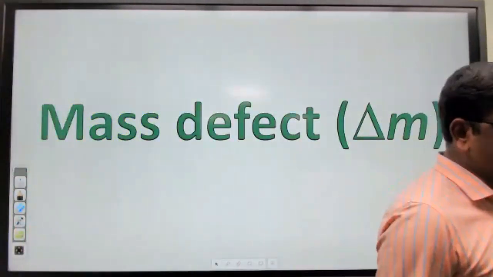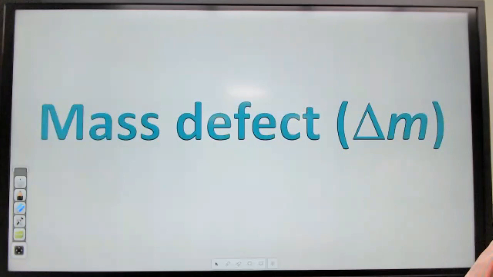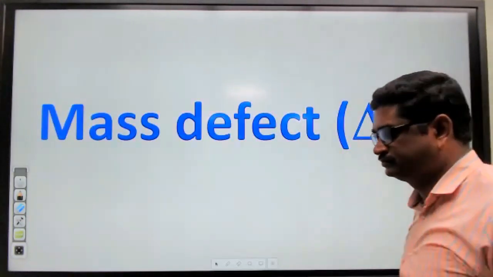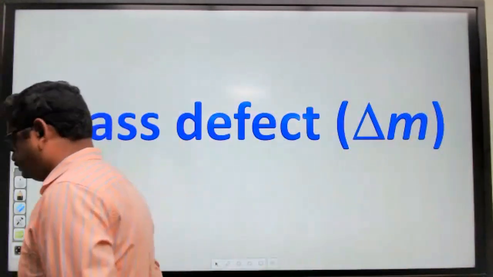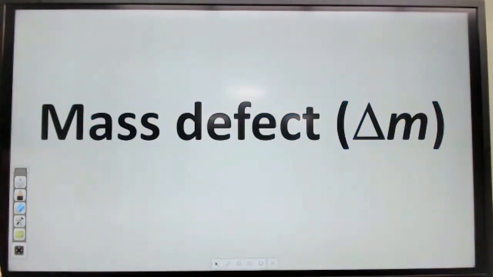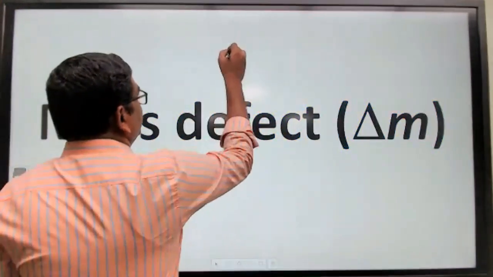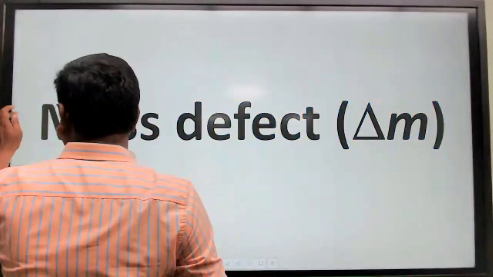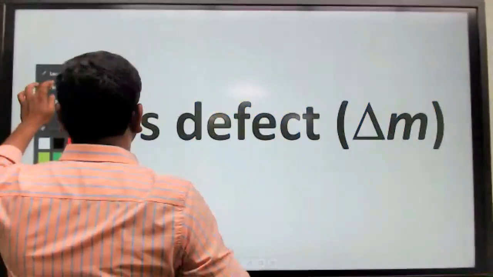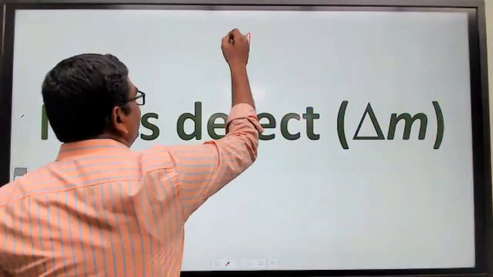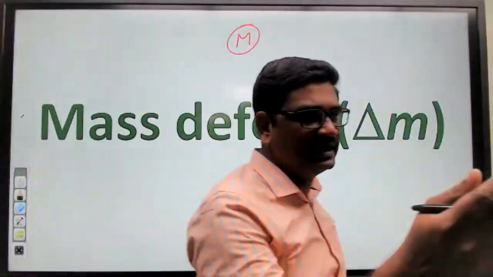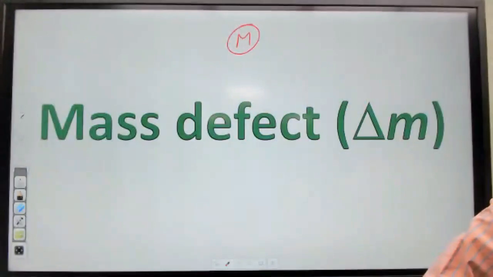Next heading, mass defect. In the periodic table, there is a mass called the mass of the nucleus, which is represented by capital M. That is nothing but the mass of a nucleus.